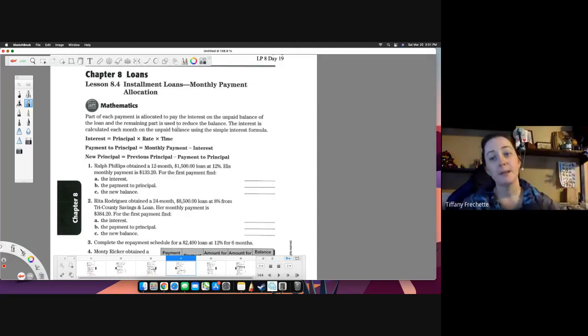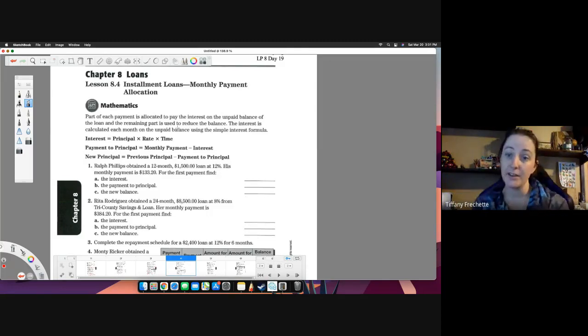As always, make sure you're reading through the textbook. Pay attention to the examples, the vocabulary, the concepts it's giving you. Don't just look at how, look at why. Why are we doing this? Why are these numbers being multiplied or subtracted or added? What are we doing and why?